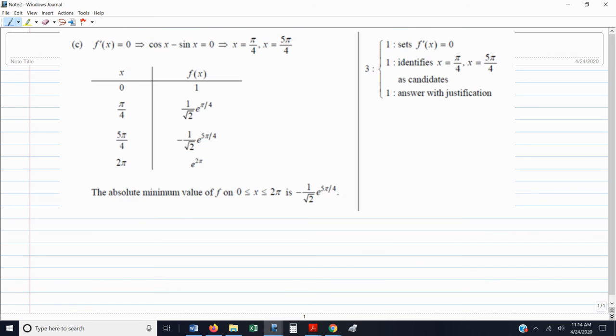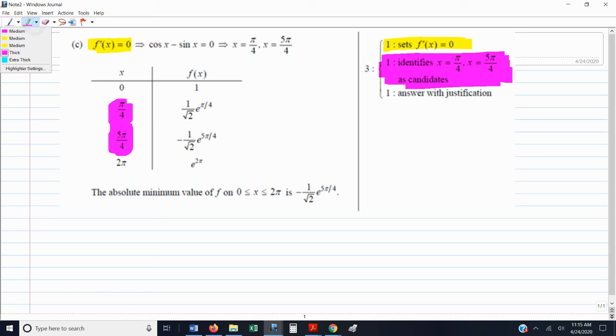Let's look at this rubric. The first point is if you set the derivative to 0, and that was you finding a critical point. The second point is if you were able to find pi over 4 and 5 pi over 4 as candidates, if you knew to put those in your chart. And then the last point is if you were able to get the answer that the absolute minimum is this.